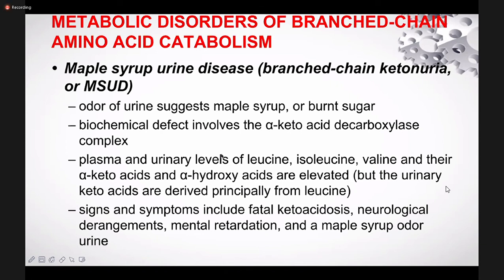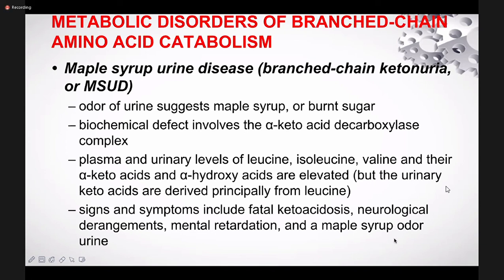So, since there are problems with the enzymes of this complex, there is a build-up of these amino acids and their intermediates. So signs and symptoms of MSUD include fatal ketoacidosis, neurological derangement, mental retardation, and of course the maple syrup odor of the urine.